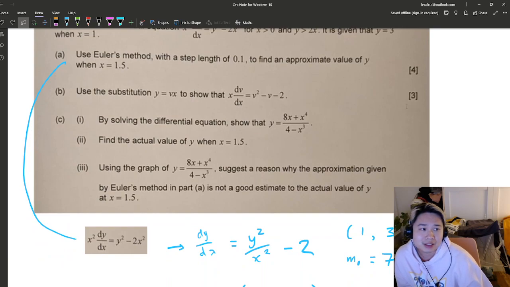I can't believe that's 3 marks. That's 1 mark less than the stupid Euler method.